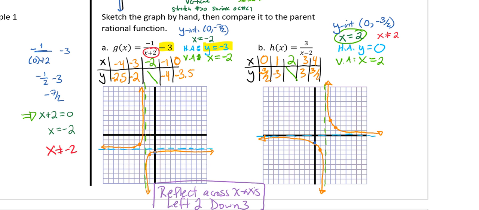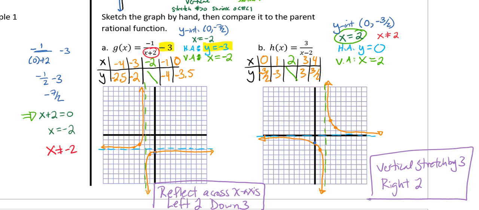Graph B has a 3 up here, so what that tells us is that we have a vertical stretch by 3. We have an h value. It's going to take us to the right 2, and there's no k value back here. And so this is going to be our description of h of x compared to our parent function.